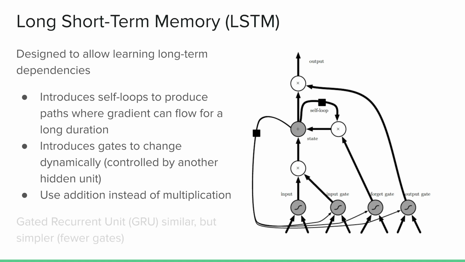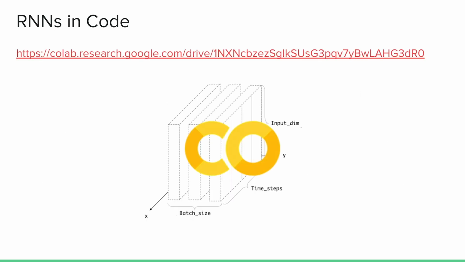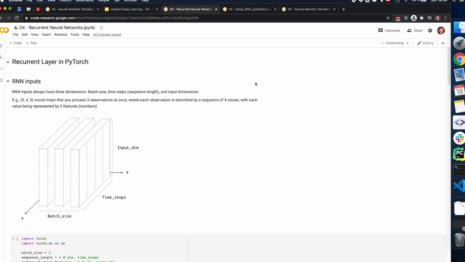So that is the LSTM. There is also a similar thing called gated recurrent unit, GRU, which is similar but actually a bit simpler with fewer gates while still having a similar functionality, which is used more often than actual LSTMs. So let's take a look at RNNs in code.